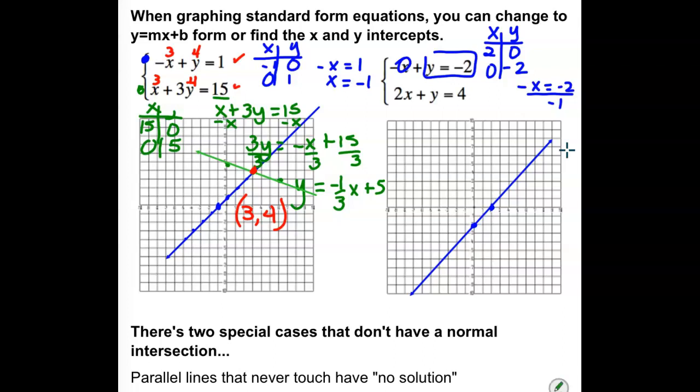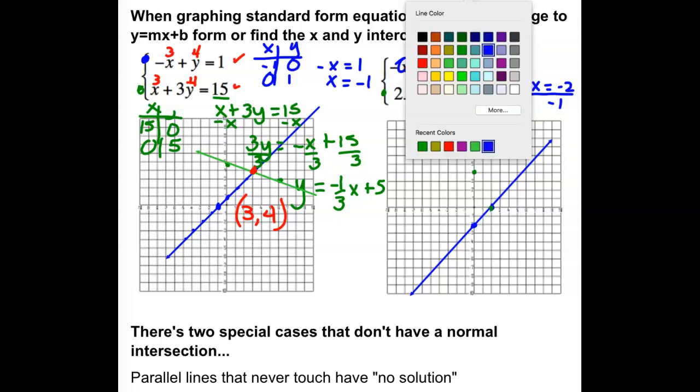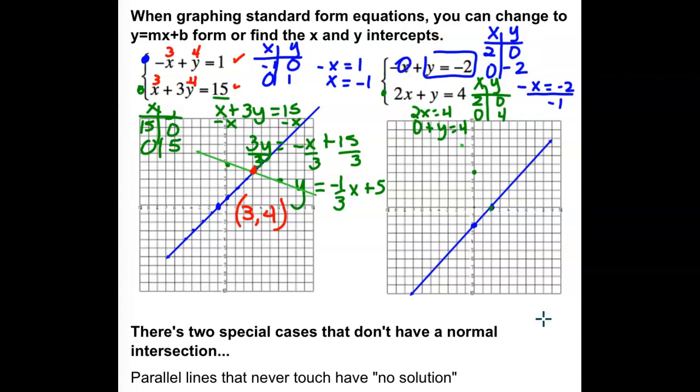All right, our second one. Let's go ahead and make a table for that as well. Putting a 0 in for y, we've got 2x equaling 4. So x would be 2. Putting a 0 in for x, we've got 0 plus y equals 4, so y is 4. So we're touching here at 2 on the x-axis and 4 on the y-axis. We'll draw our line in again. And we are intersecting here at the point 2, 0. So that is our solution.